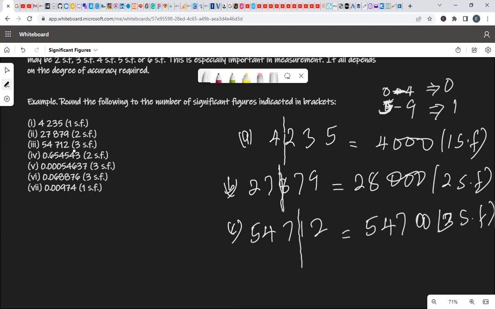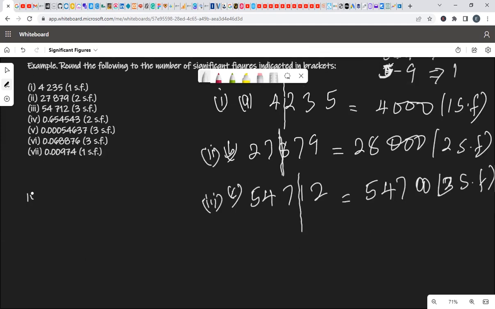I'm using ABC anyway, that is I, II, whatever, Roman numeral. So let me rewrite that: I is 3. So we are on 4 right now. Let me do 4 here, IV. We have 0.654543. I want to achieve how many significant figures? Two significant figures. Here is the position of two significant figures.